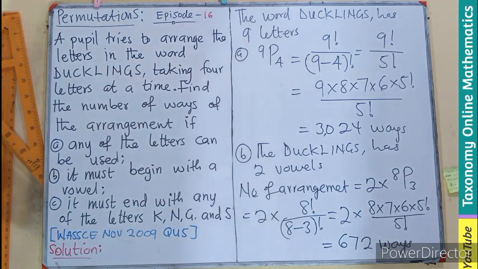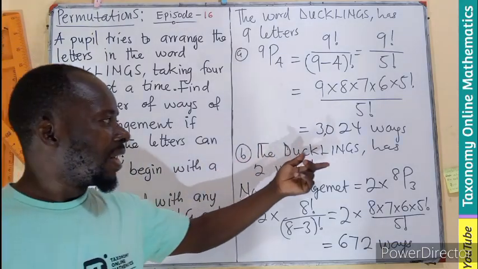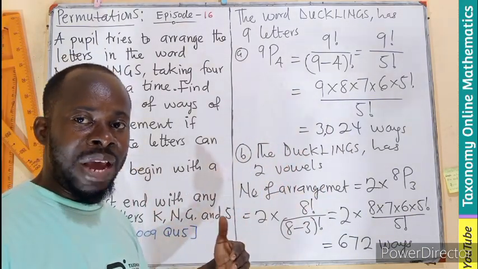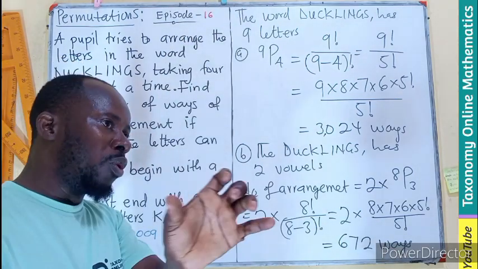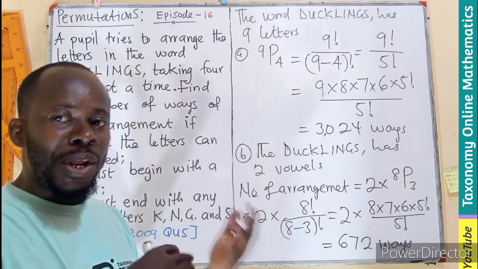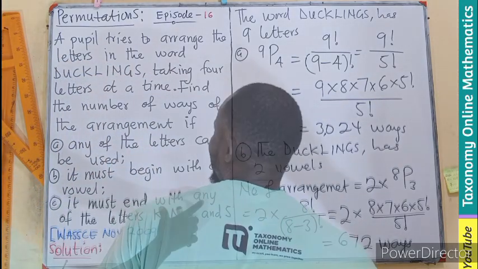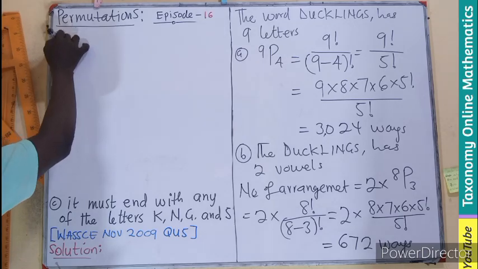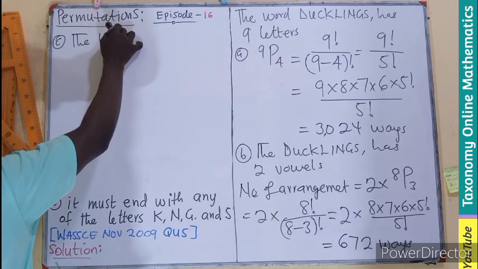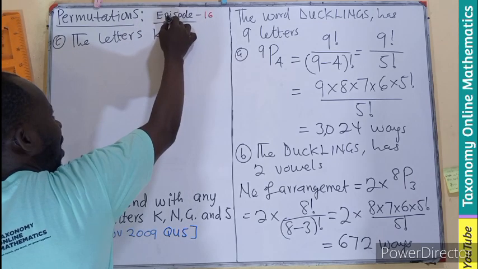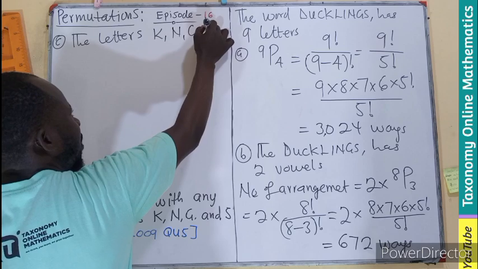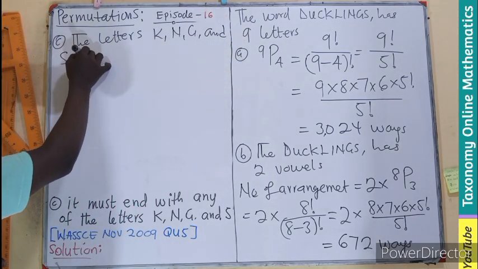Again, this is also clear. So let's take the third option. We are looking for words that must end with any of these letters. This is just the same as the second option. Here we are paying attention to the ending part, which will be the restriction. So the first 3 could be any of the letters. Let's see how that will be done. For the condition provided, the letters we have are K, N, G, and S.